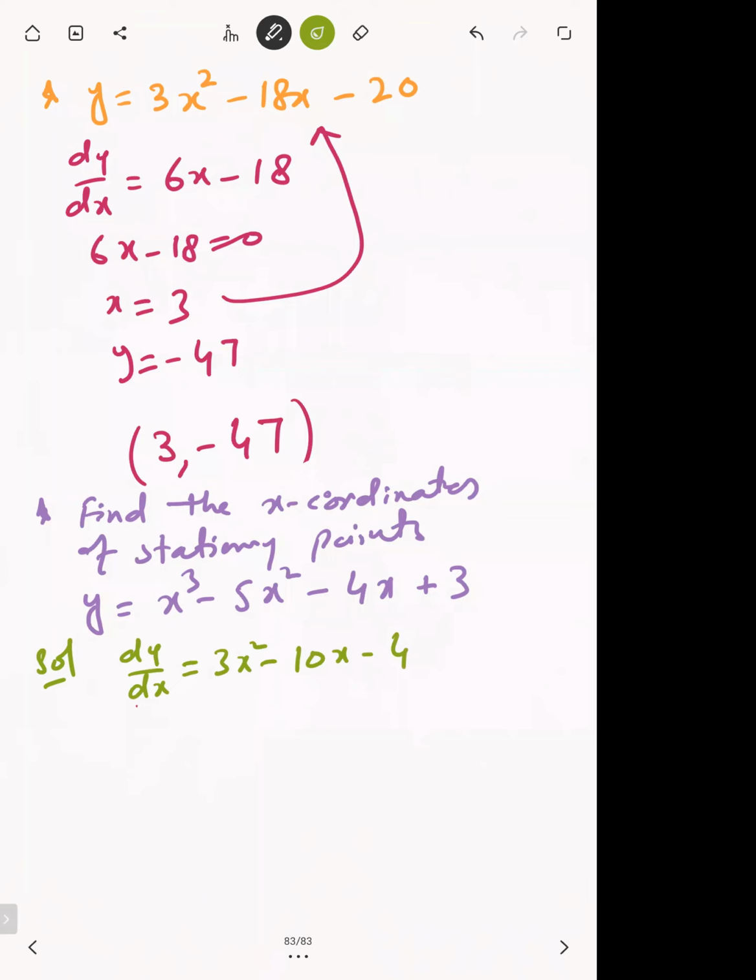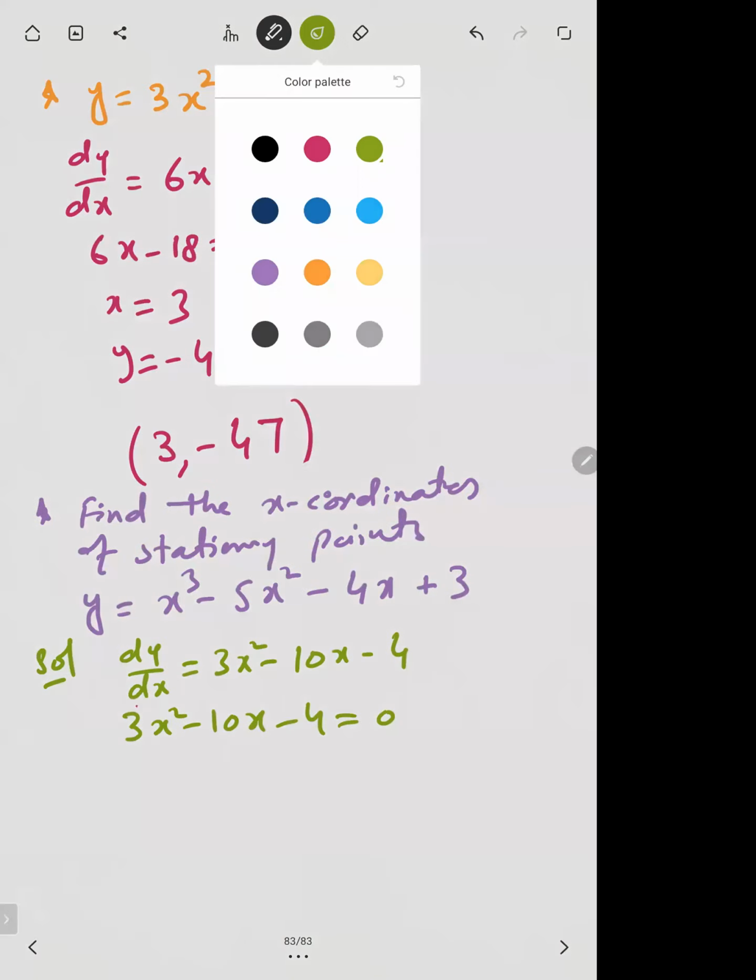Yes, if your answers are non-exact, you should write your answer correct to 3 significant figures. And -0.36 is also in 2 significant figures. So for stationary points, you need to put dy/dx = 0. So 3x squared - 10x - 4 = 0. Now you got a quadratic equation. You need to solve this quadratic equation.